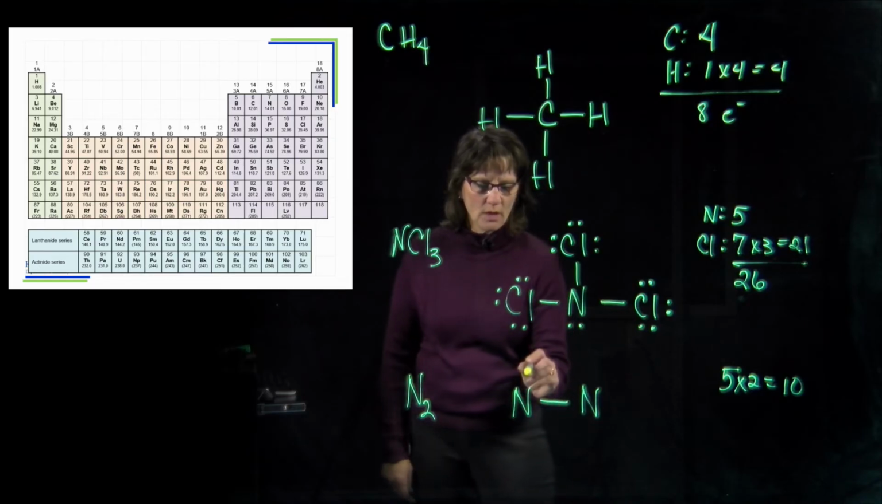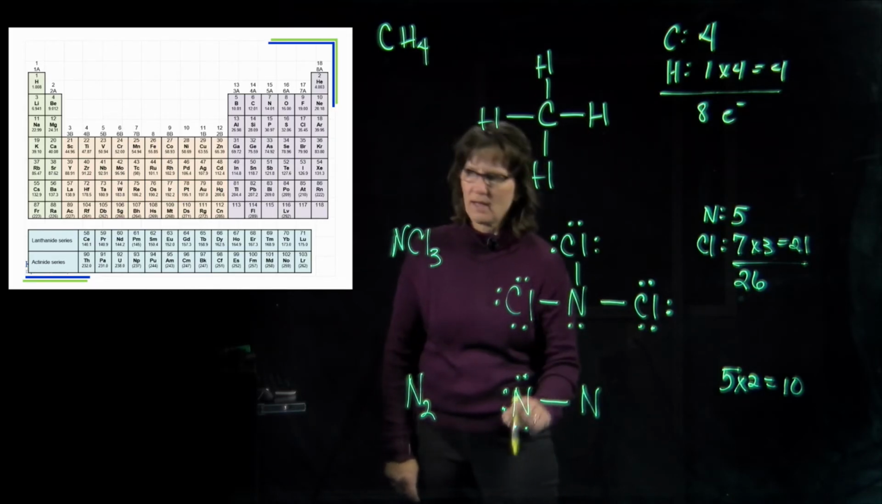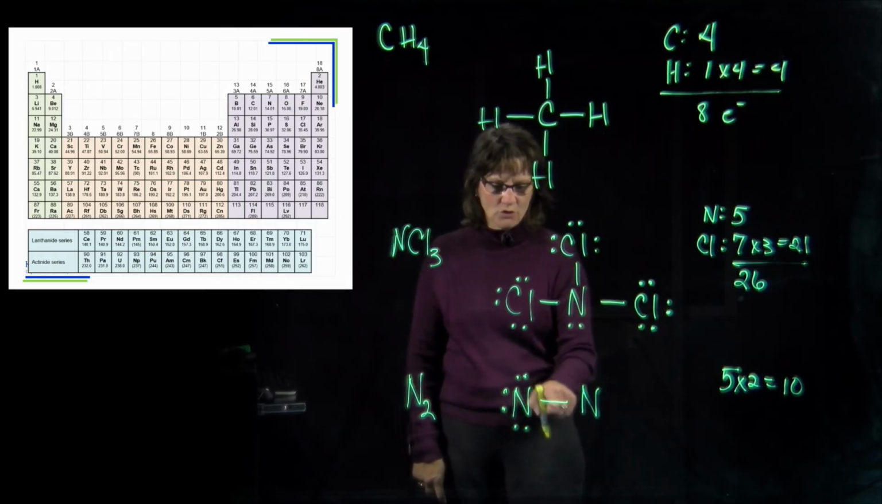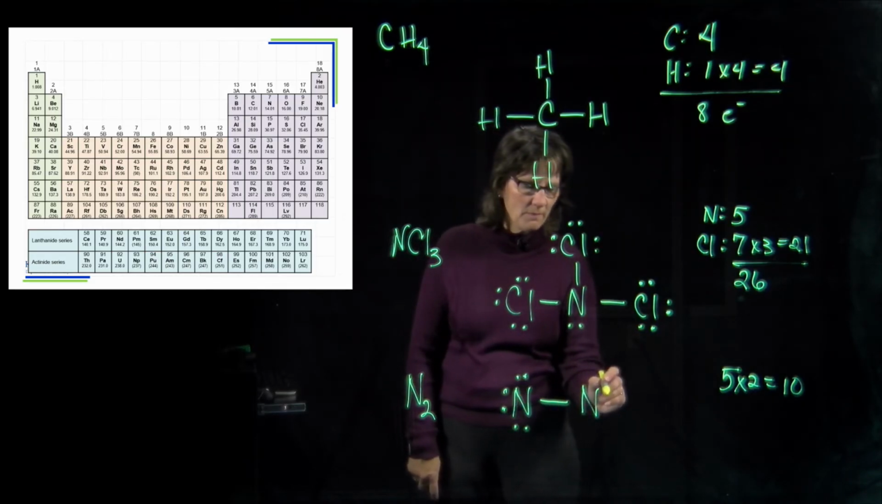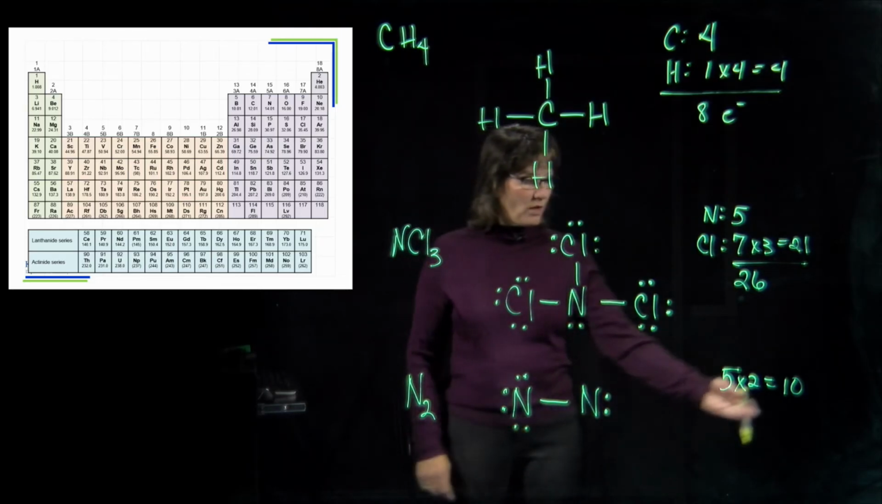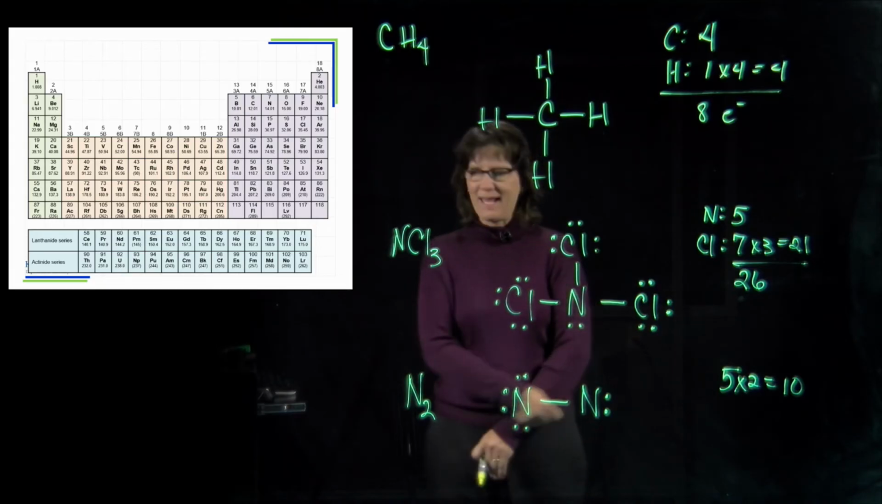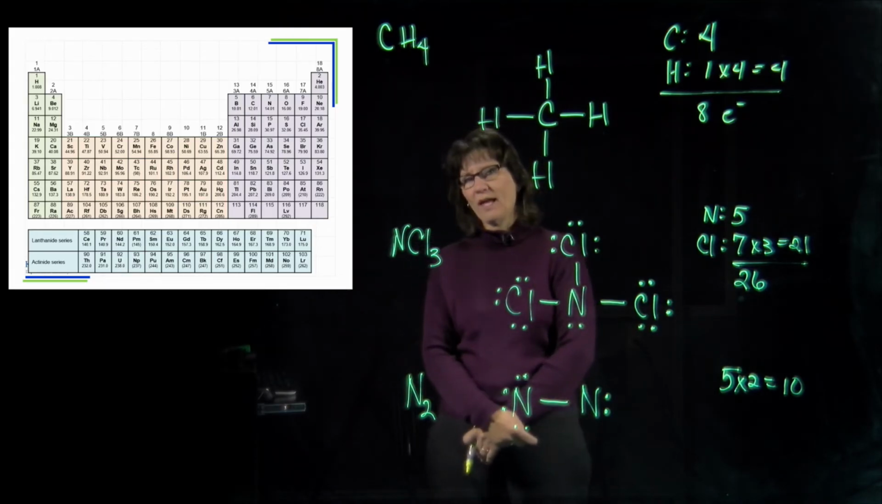I've used 2, 4, 6, 8. Now this guy is happy. I come over here, use 10, and I have to stop because I've run out of electrons. It only has 10 electrons. This nitrogen's pleased as punch. It's got 8 electrons, but that nitrogen only has 4.